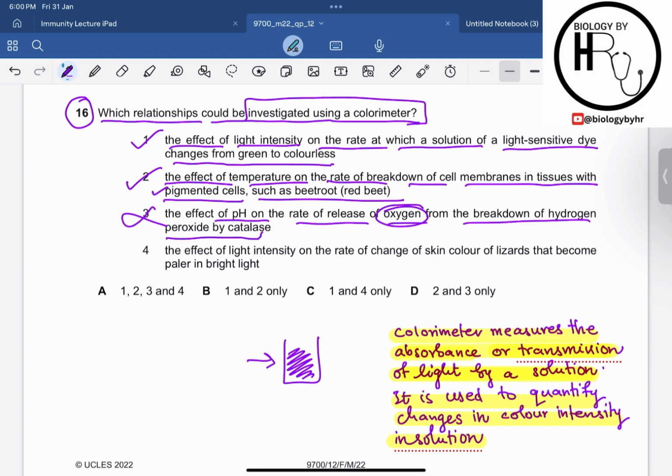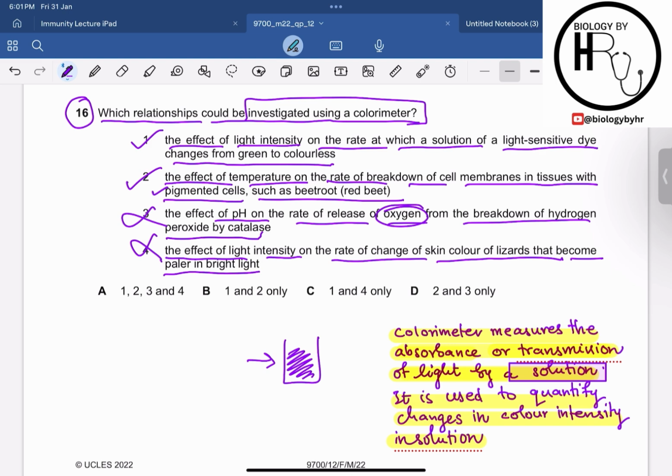So yes, in statement 4, they are saying the effect of the light intensity on the rate of change of skin color of the lizard that becomes paler in the brighter light. If I think on it, this can also not be investigated using a colorimeter. Why? Because the color change occurs on the lizard skin, right? It is not occurring in a solution. In the colorimeter, we are talking about the solution specifically, right? Absorbance or transmission in the solution, right? So this is also incorrect. This statement is also not correct.